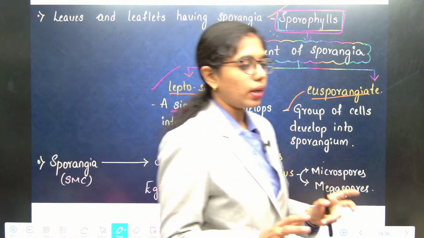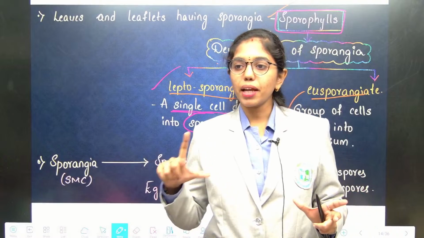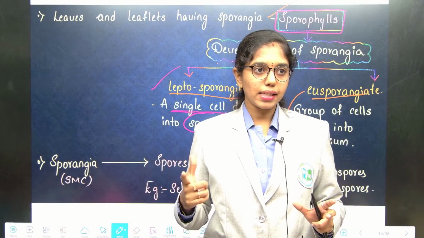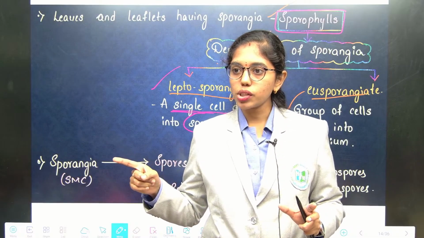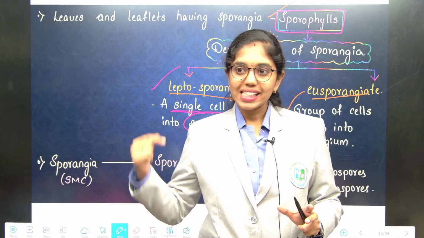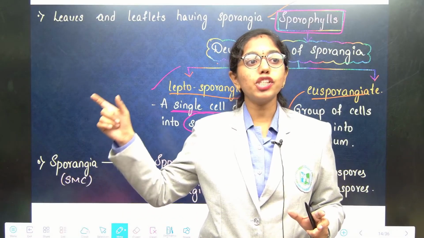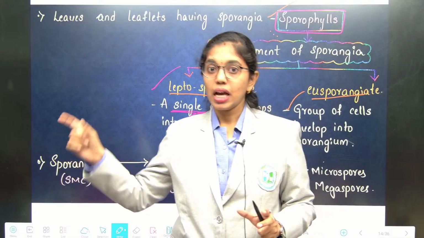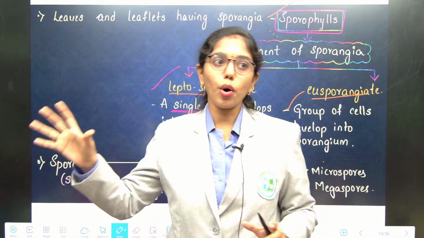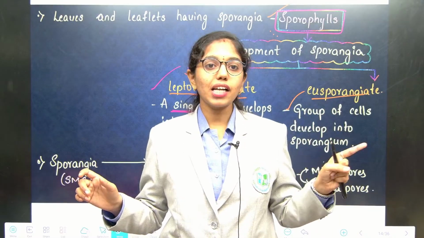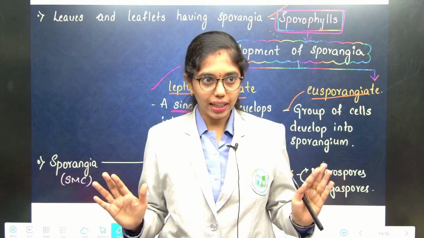To make you clear, in pteridophytes, what is the main plant body? Sporophyte is the main plant body. It is differentiated into what structures? Root, stem, leaf. Over leaves what are present? Sporangia are present. That is why leaves are known as what? Sporophylls. If they are small, you call them microphylls. Large, they are known as macrophylls. Clear till here, right?